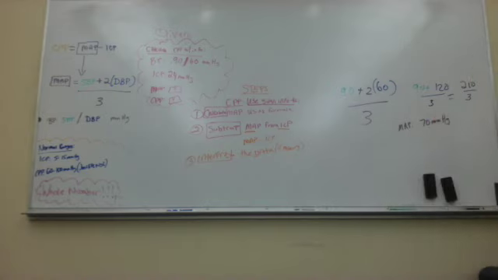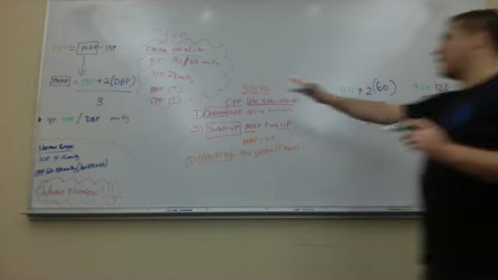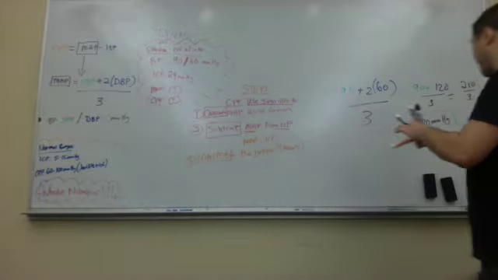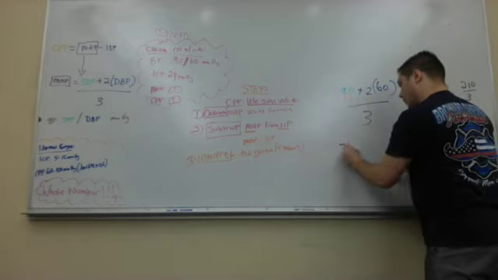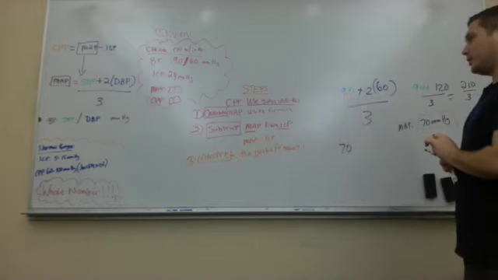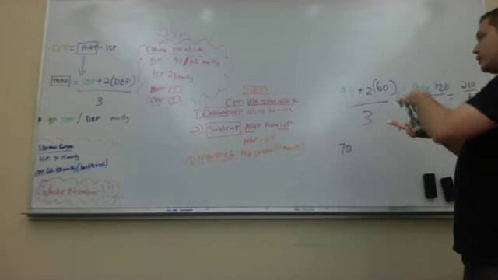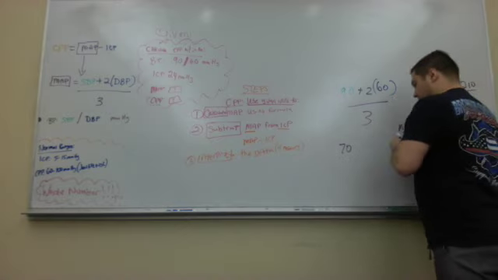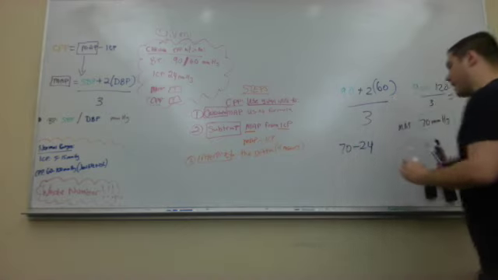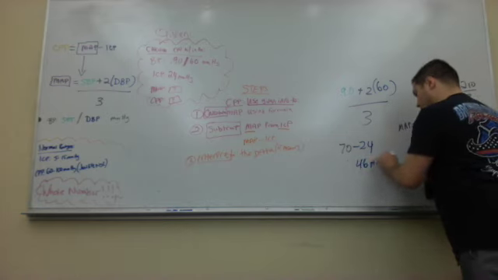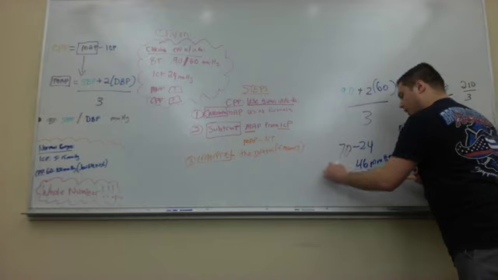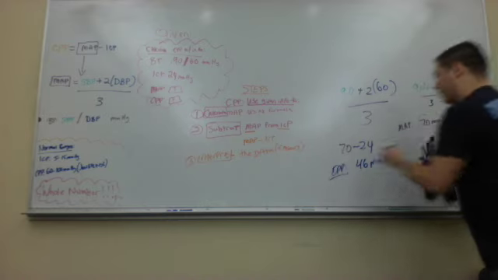Usually, if the patient's normotensive, this is considered normal. So we're going to use that 70, as well as our intracranial pressure that we're given. So we're going to use our MAP of 70, and then we're going to subtract our intracranial pressure, which is 24. So then we have 70 minus 24, and that is 46 millimeters of mercury for our cerebral perfusion pressure.